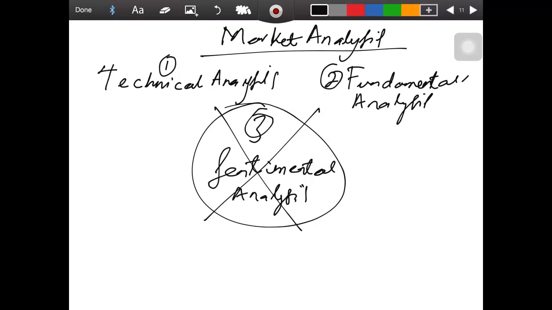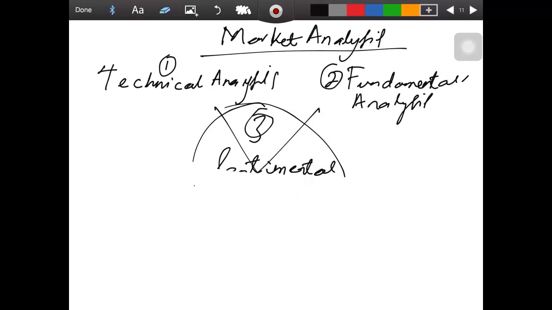Some other fundamentals are interest rate, inflation, and all of that. So we will treat all of that under fundamental analysis. Okay, now under technical analysis there are three. So I will clean this off because we don't need it.